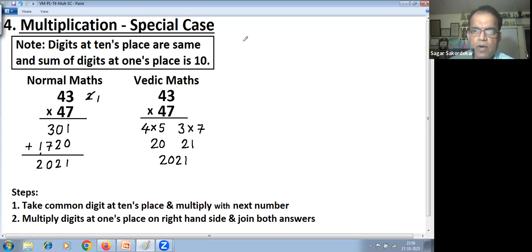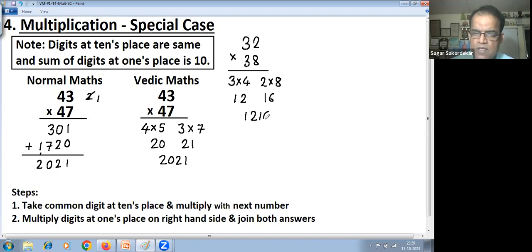Let's try some more problems. Say 32 multiplied by 38. So first check that it satisfies the rule. 3 is common here and 2 plus 8 is 10. So it satisfies. So take common, that is 3. Multiply with one more, or next number. Multiply digits at 1's place on the right hand side. So this is 12. This is 16. Join and answer is 1216. Once you understood the method, you can write the direct answer.